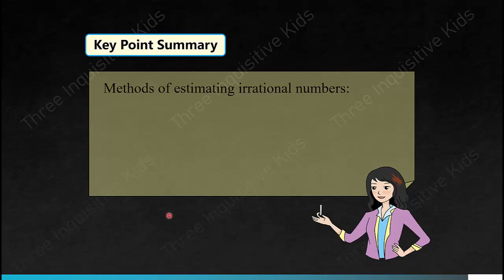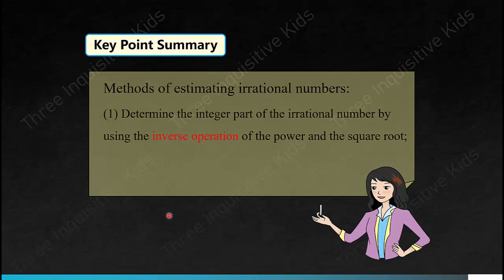So, key point summary. There are different methods of estimating irrational numbers. Determine the integer part of the irrational number by using the inverse operation of the power or square root, which means we would square both sides to get rid of the square root, or cube both sides to get rid of the cube root. Another one is to determine the decimal part according to the margin of error, which is something we just learned.